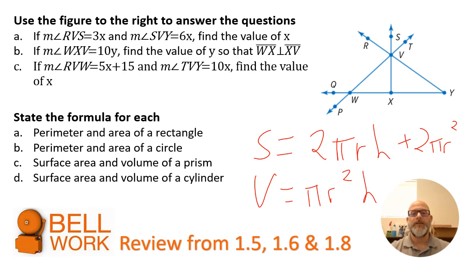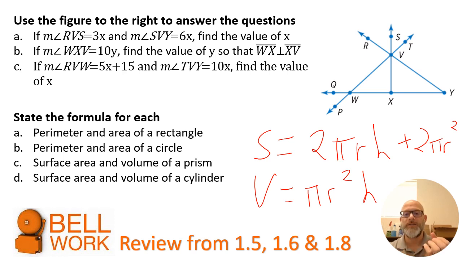For example, the volume of a cylinder. Pi r squared is the area of the circular base. h is the height. So if I multiply the two, it sweeps out the entire volume of the cylinder. That makes intuitive sense.